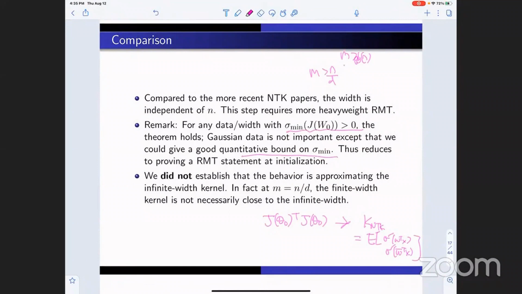If there were convergence in operator norm, you would get a lower bound on the minimum singular value just by Weyl's inequality. And that's what these more recent papers do. But then you would need at least m bigger than n squared or something to get operator norm convergence. And here it's key that to do sublinear in n, you really do need to leverage the fact that you can lower bound the Jacobian without proving a convergence of the kernel.